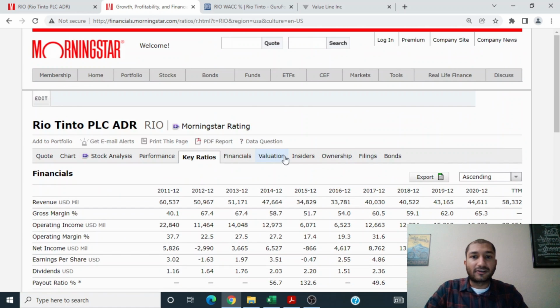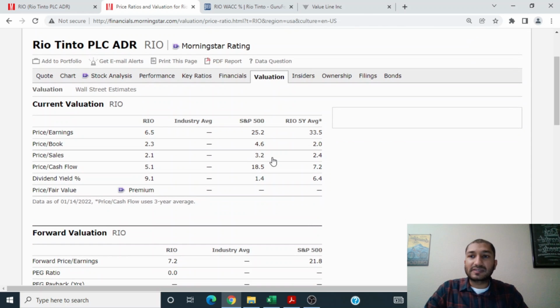Now let's look at the company's current valuation. The first item on the list is the price to earnings ratio. Rio Tinto's price to earnings is at 6.5, its price to book is at 2.6, price to sales is at 2.1, price to cash flow is at 5.1, and finally the company has a dividend yield of 9.1%.